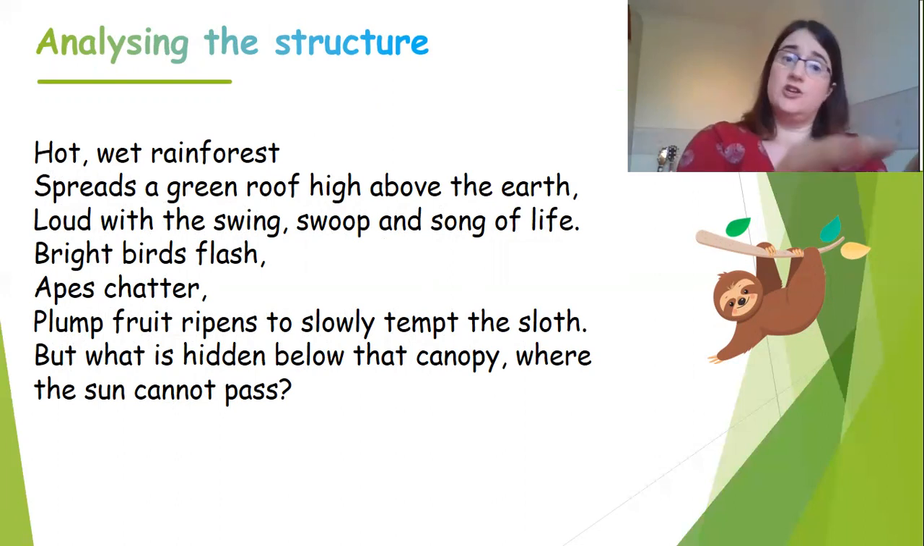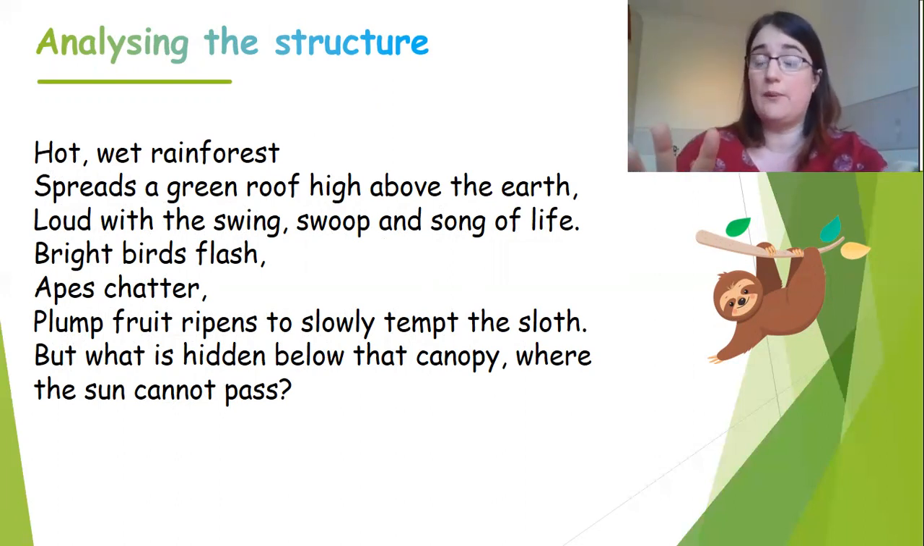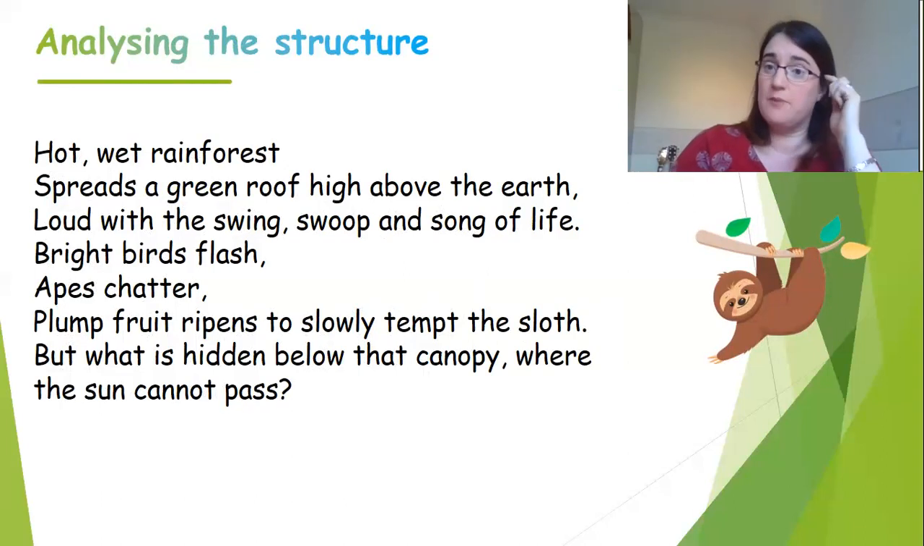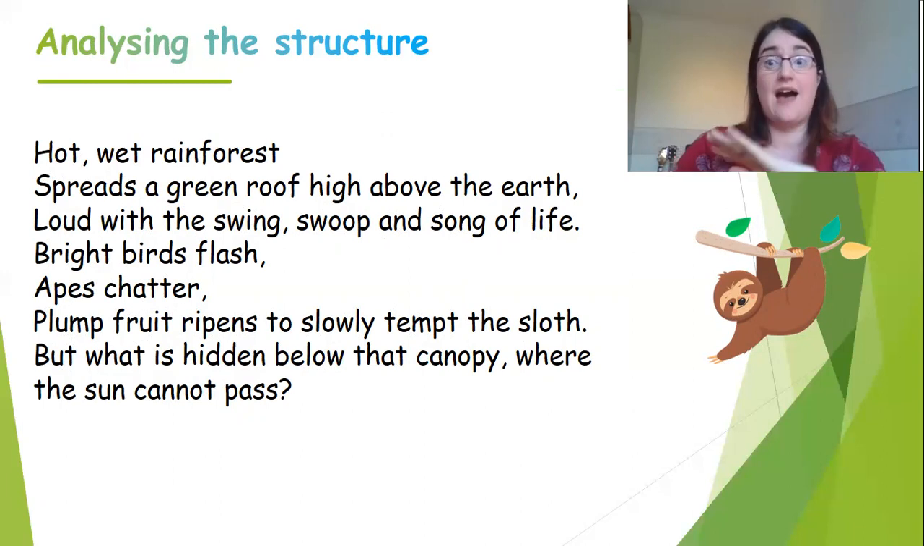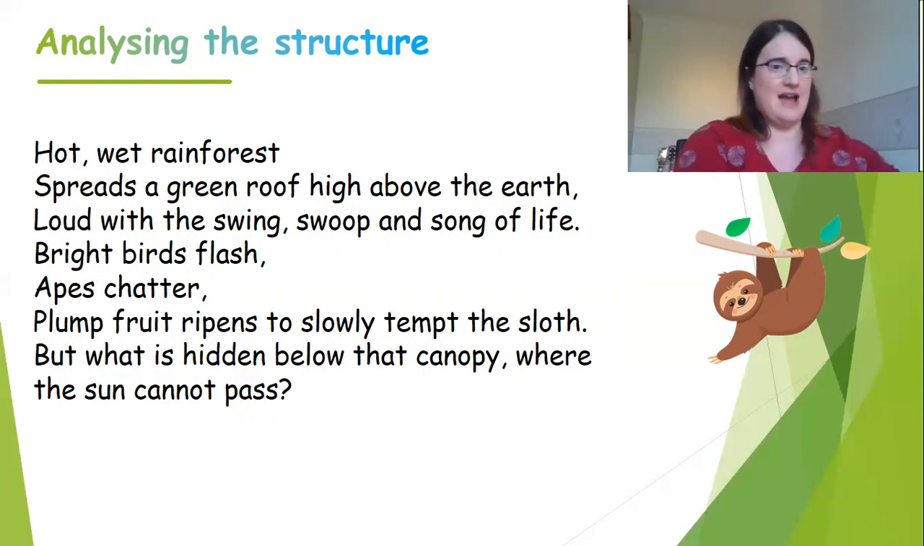So we're going to focus really closely on the first part of the poem now. We're going to look at the structure of this first part of the poem, and then you're going to write the first part of your poem, okay? And then we're going to come back and look at the second part, and you're going to write the second part of your poem. So by the end of the lesson, you're going to have a whole poem written. So if we have a look, here we've got hot, wet, rainforest. Adjective, adjective, noun, okay? So your poem has to start adjective, adjective, noun.